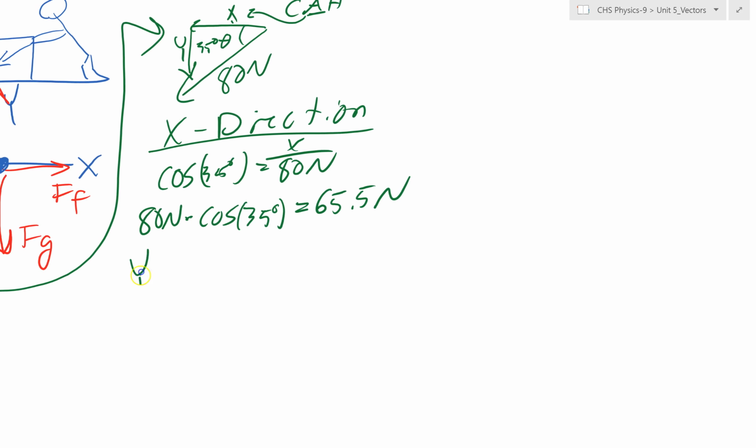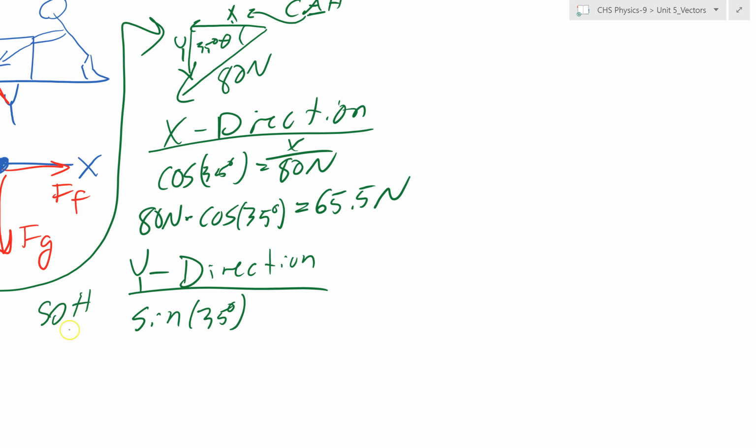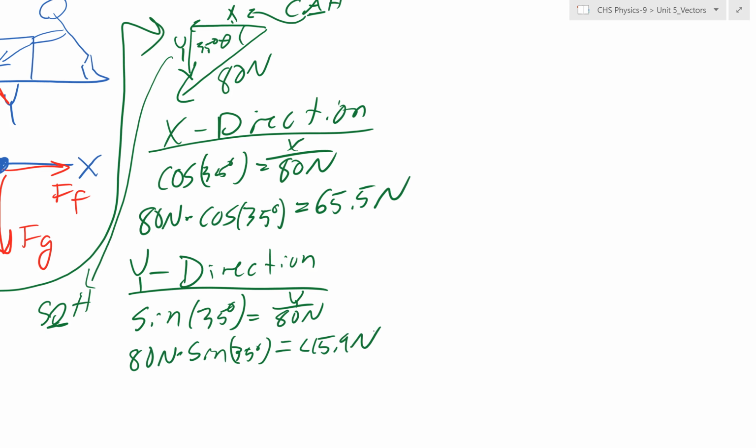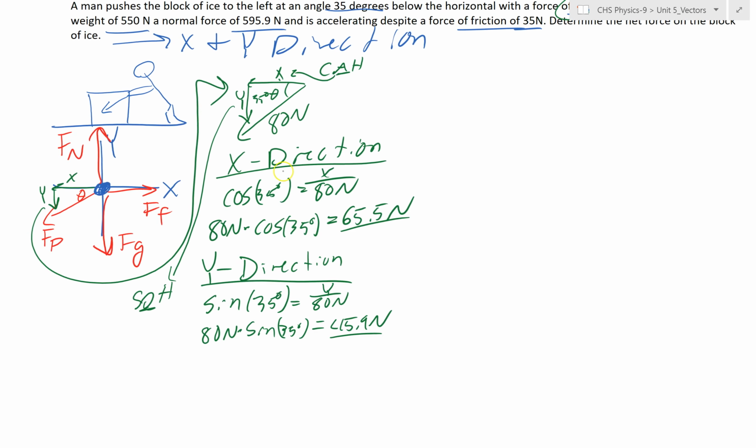And then we're going to do the same thing, but in the y direction. We're going to use sine for this one. So you can either just remember that it's always sine, or in sine the O would be opposite, which is what we're doing there. And that's where we end up for our components, 45.9 newtons and 65.5 newtons. So this is like step 1.